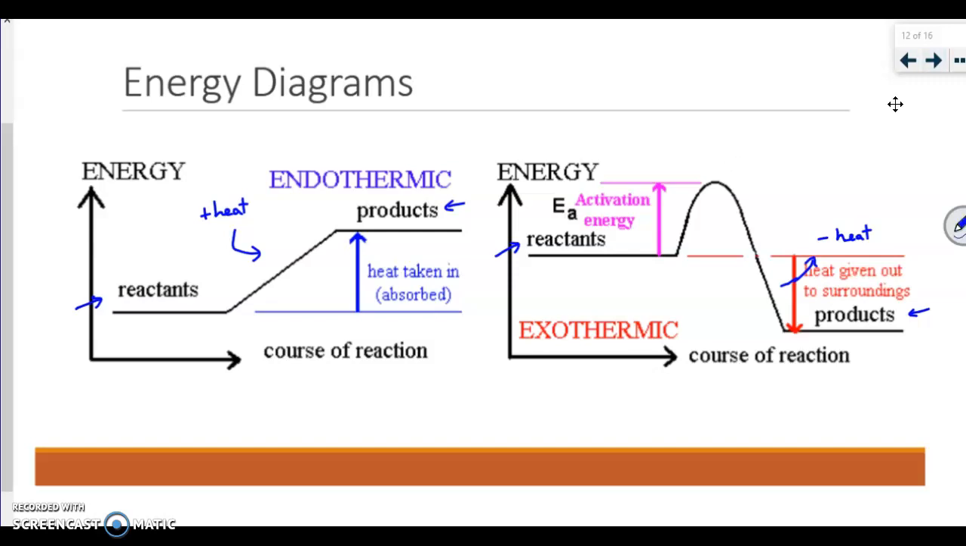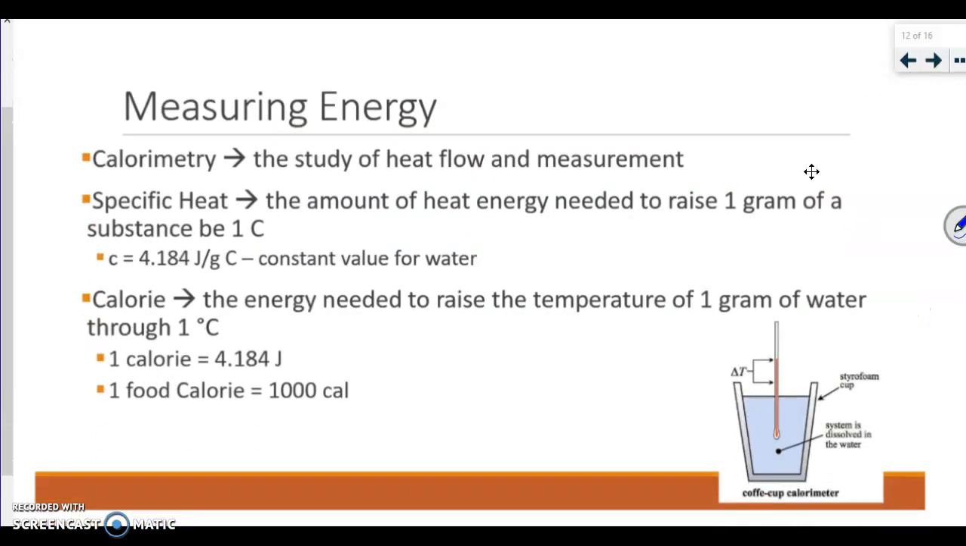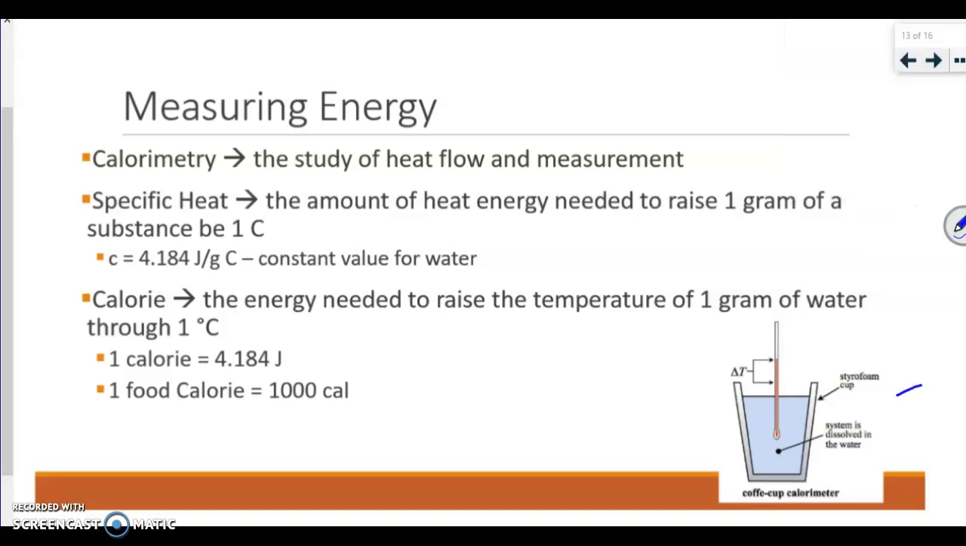Let's continue our study of energy and do some math problems. Let's discuss how energy is measured. Energy is measured with an instrument called a calorimeter. The calorimeter is shown below, right here.